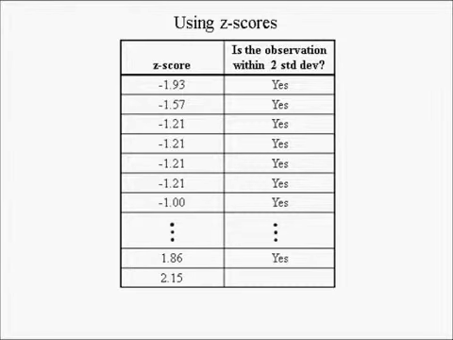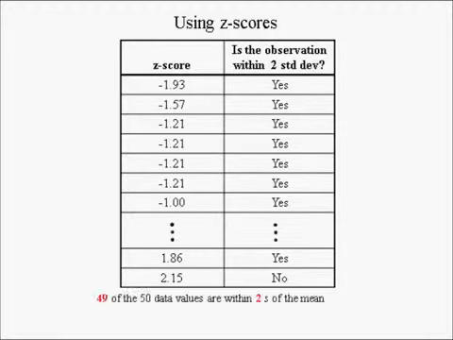The 49th observation is within 2 standard deviations from the mean because its z-score is 1.86, which is less than 2. Everything between it and the 7th is within 2 standard deviations as well because the data are in ascending order. The 50th observation is not within 2 standard deviations of the mean because its z-score is 2.15, which is greater than 2. Because the observations were in ascending order, all but the final observation, whose z-score is 2.15, are within 2 standard deviations of the mean.